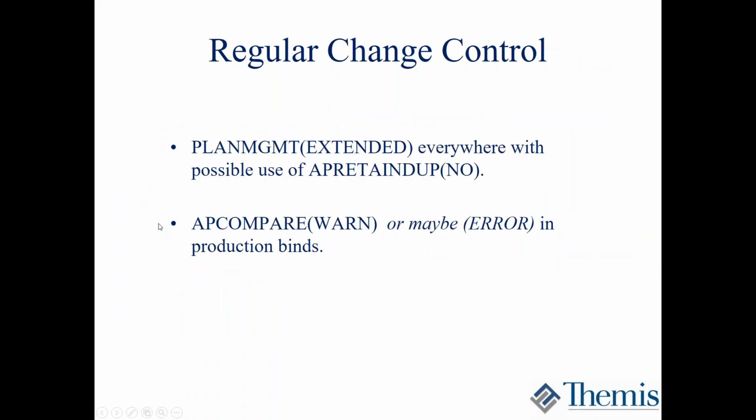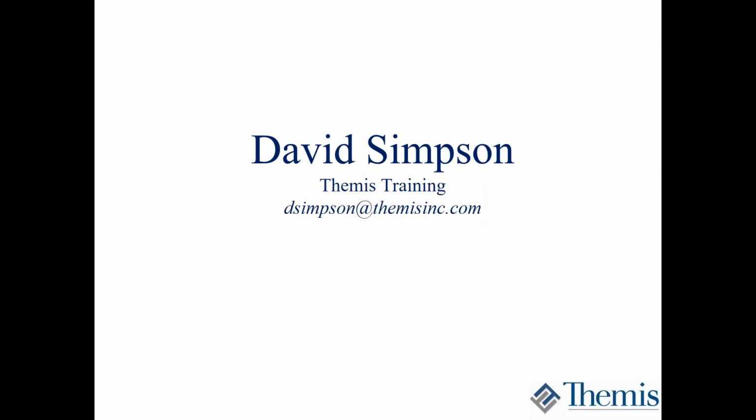Okay. In your regular change control, you want plan management extended, which is now the default, possibly with AP retain dupe no, which is not the default. Again, extended says keep the 3 copies. AP retain dupe no says only keep them if they're actually different. AP compare warn or maybe error on your production binds. Right, so that's just for when we change the code in the normal change control process. If something changes, maybe we'd like to know before it starts running and causes problems. Okay. So those are just some thoughts that I have on these new features.